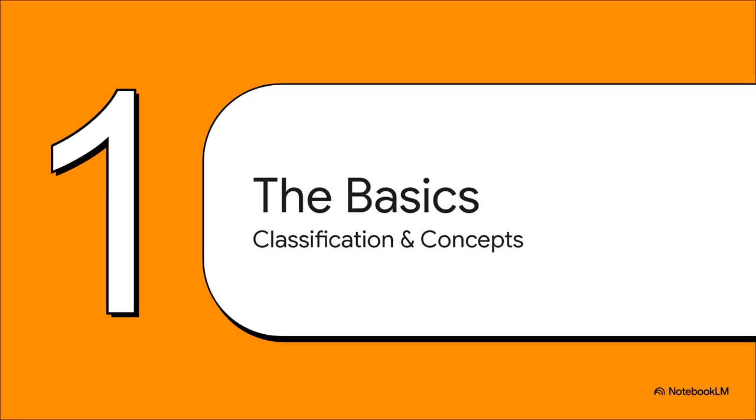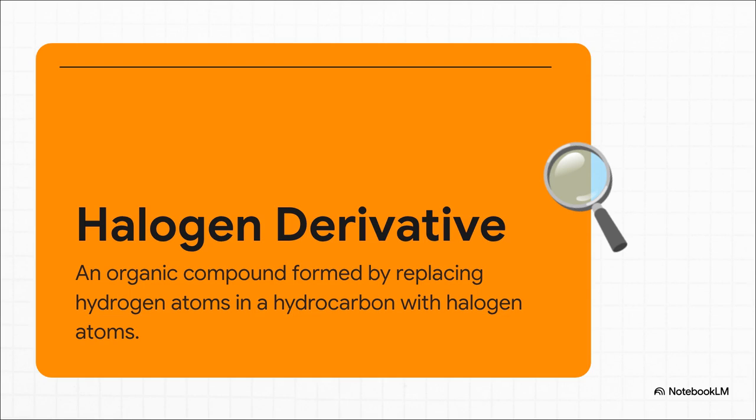First things first, building a strong foundation is key. So let's start by understanding what these halogen derivatives actually are. It's actually really simple. Just take any hydrocarbon, like methane for example, and swap out one or more of its hydrogen atoms with a halogen atom. That could be fluorine, chlorine, bromine, or iodine. And that's it. You've just made a halogen derivative.